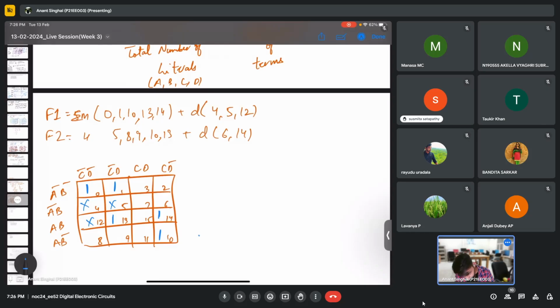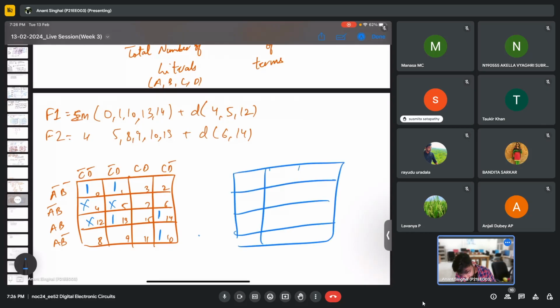Similarly, I make it for F2, not writing it again. It is 5, 8, 9, 10, 13. So 5, 8, 9, 10, and 13. And 6, 4 are the don't cares. 6 and 4.